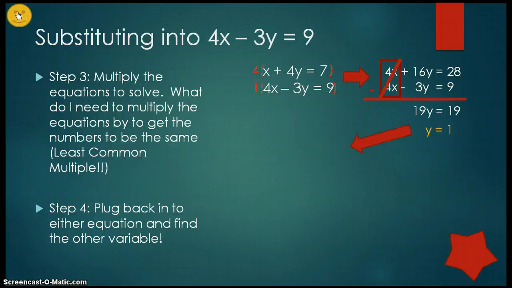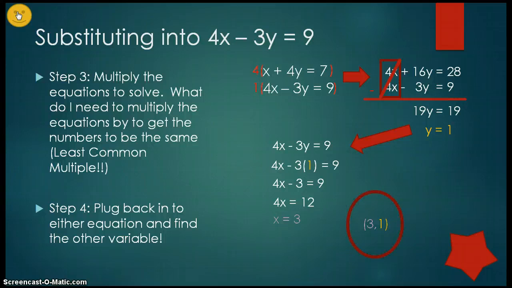If we went with substituting this into the second equation, which we could have done, let's see. We put 1 in for y, so 3 times 1 is 3. Add 3 to both sides, so 4x equals 12. Divide by 4 on both sides, so x equals 3. So we still got the solution of (3, 1). There's a lot of different ways to do these. You just have to make sure you're using the right numbers at the right times.